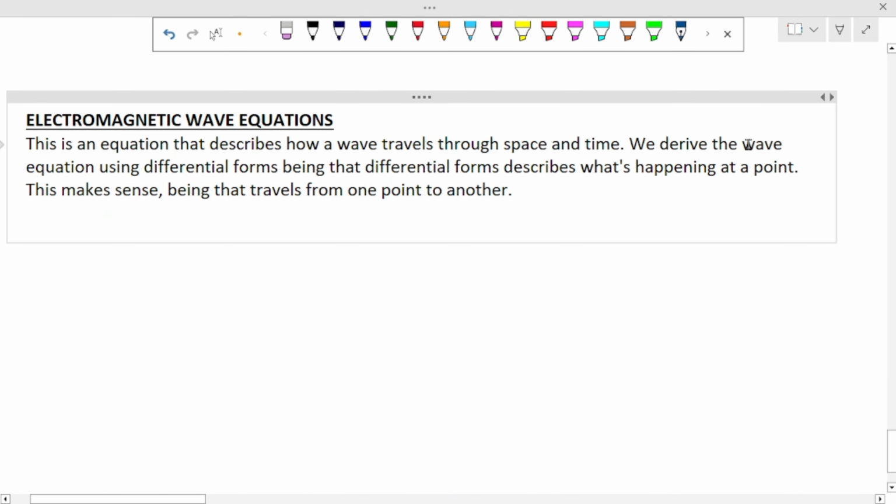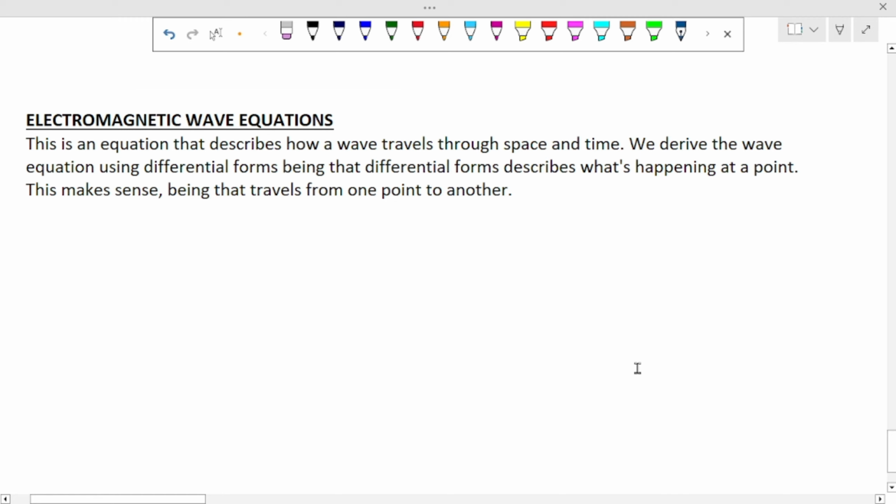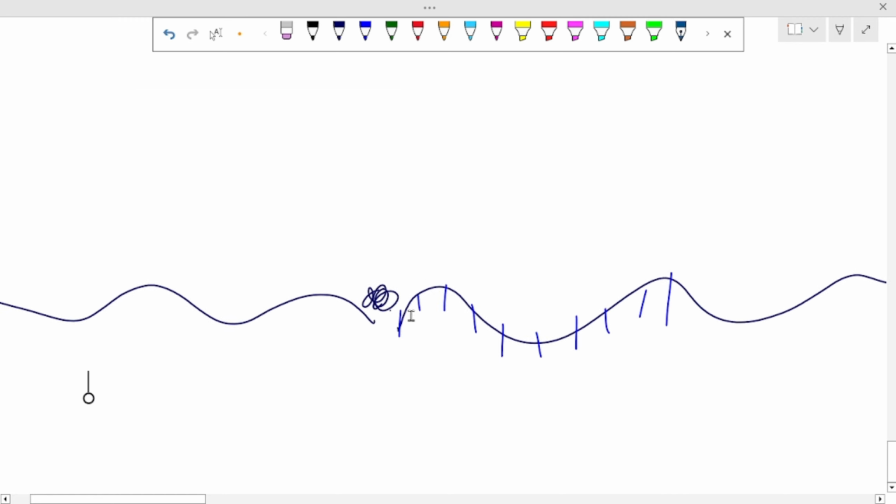Now we derive the wave equation using differential forms, being that differential forms describe what's happening at a point. Remember, I just explained that waves move from one point to another. So when we talk about different points, we have to talk about the differential form.